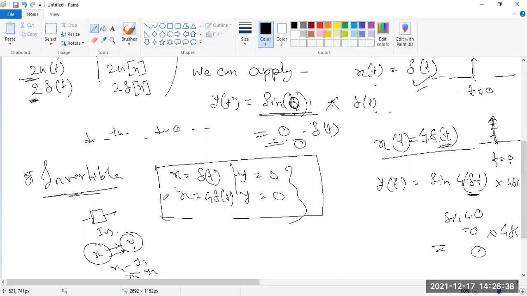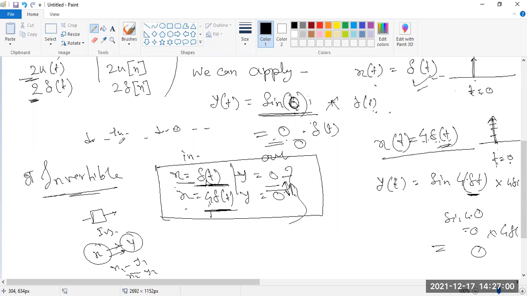Please remember this thing. First time we put input and get output 0. Input is only delta(t), the impulse function. Then input is 4 delta(t). Something is changed, the input has changed, but the output is not changed. It is equal.